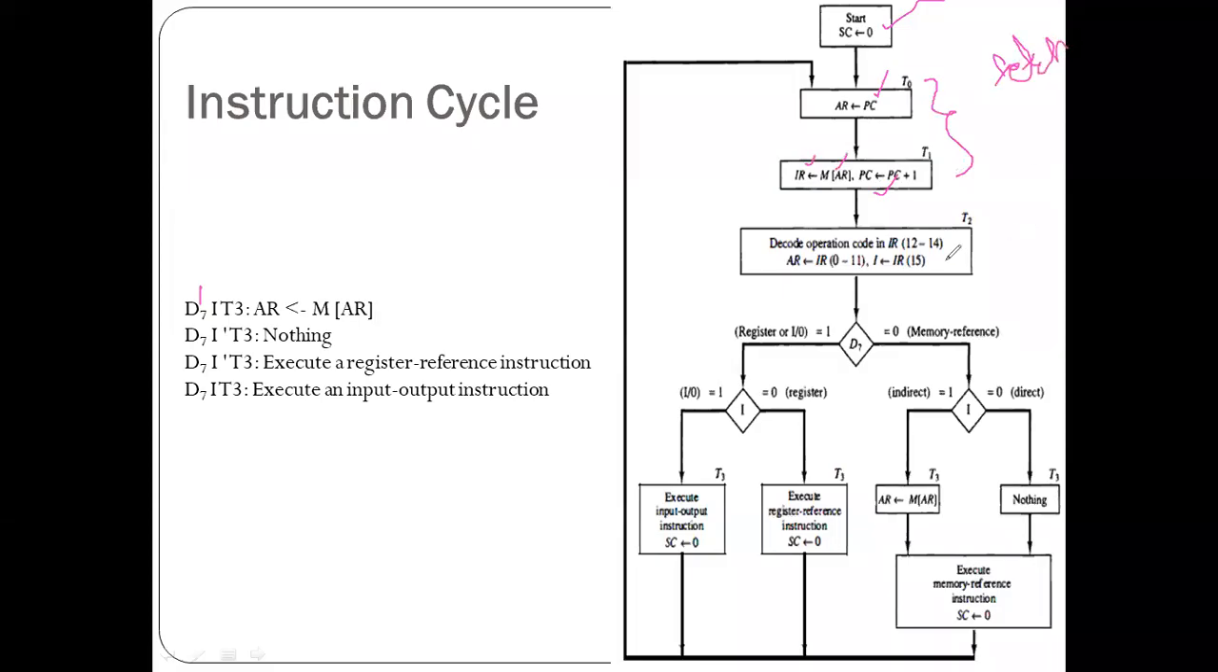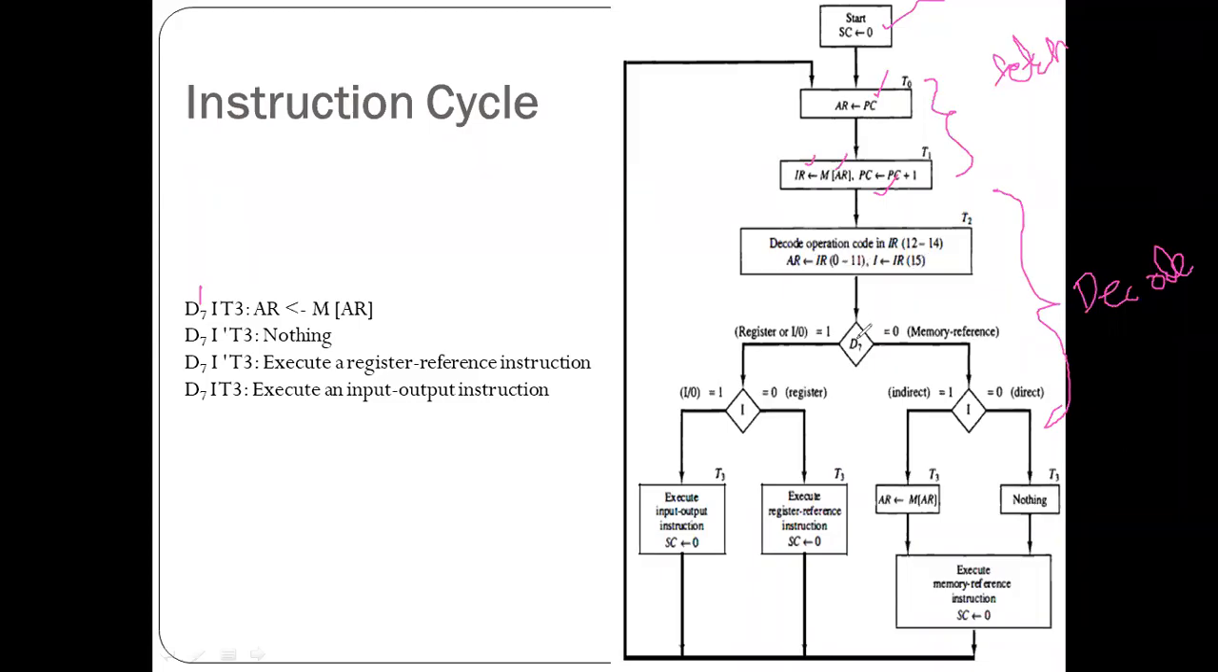And T2 stage is your decode. This complete portion is your decode, decoding the type of instruction. The decode operation is: IR bits 12 to 14 are given to the decoder, and AR holds the IR least significant 12 bits, and the I flip-flop holds the most significant bit.